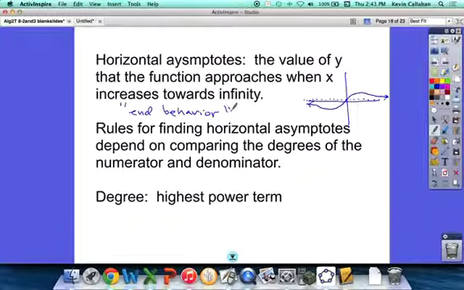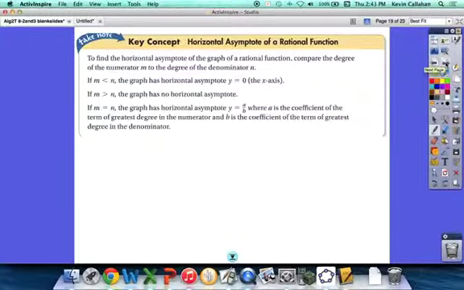It is the highest, right? If you look at all the terms, and usually if you write it in standard form, all the way on the left, whatever's that power, that's the power. Okay.